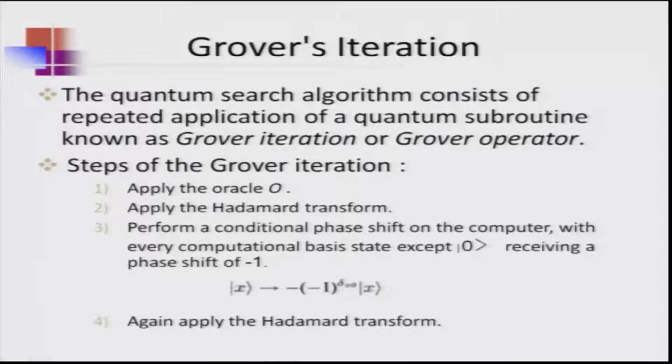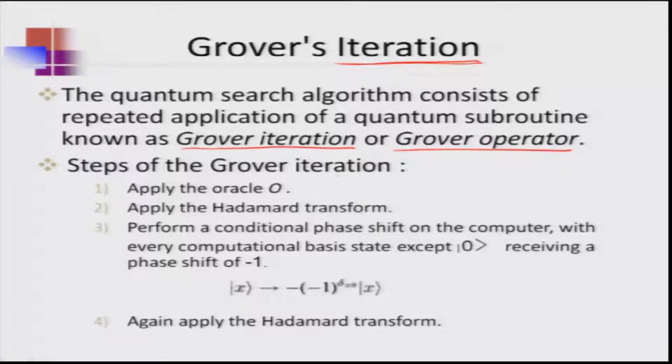Now, given this background, it is understood that several iterations will be necessary to get the solution from this search algorithm. The quantum search algorithm consists of repeated application of a quantum subroutine known as Grover's iteration or Grover operator. In the classical sense, when we were supposed to search, we had to go through each and every data point to get to the solution. In this particular case, it consists of repeated application of the quantum subroutine instead of having to look through each and every data point. That is the basic idea.